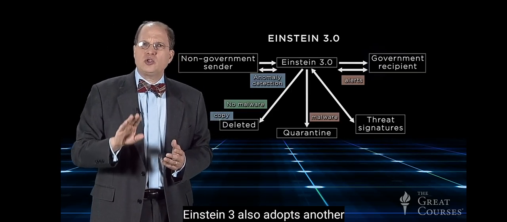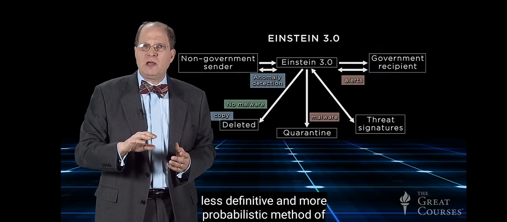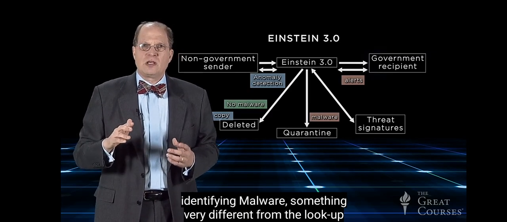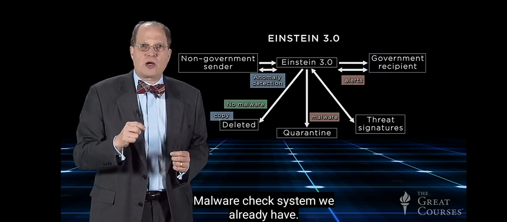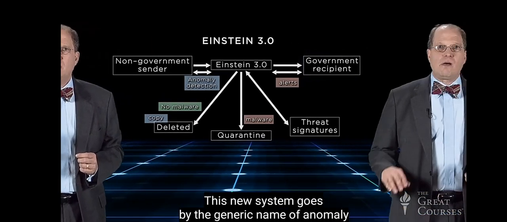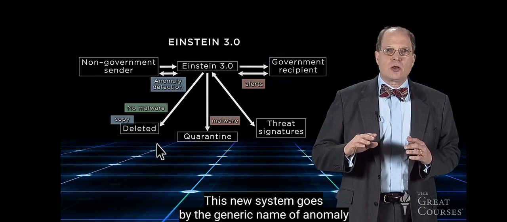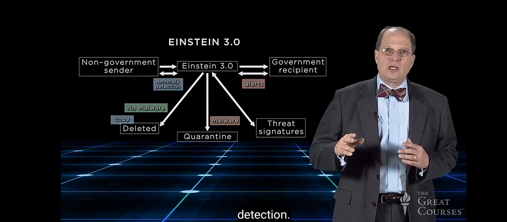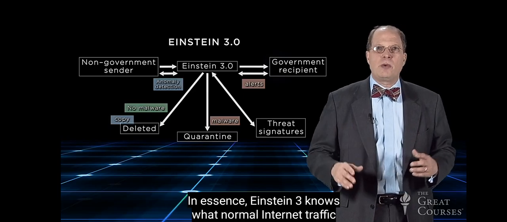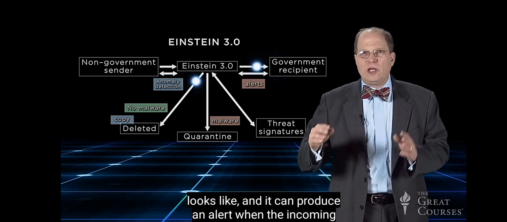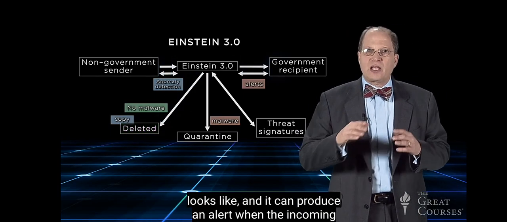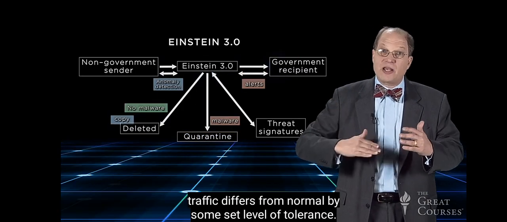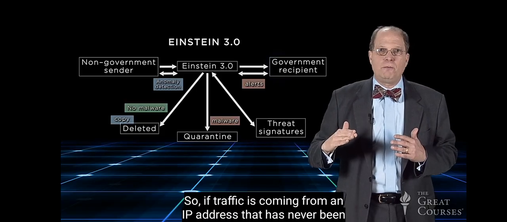Einstein 3 also adopts another less definitive and more probabilistic method of identifying malware, something different from the lookup malware check system we already have. This new system goes by the generic name of anomaly detection. In essence, the Einstein 3 program knows what normal internet traffic looks like and can produce an alert when the incoming traffic differs from normal by some set tolerance level.